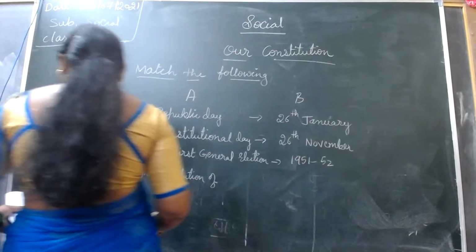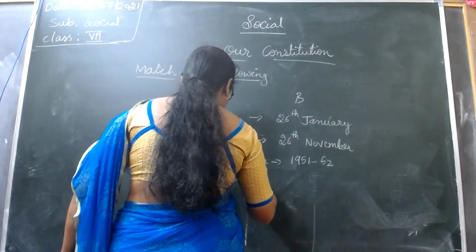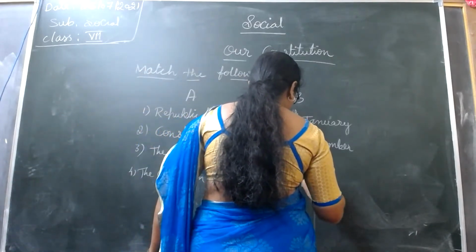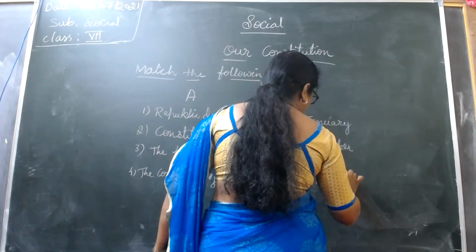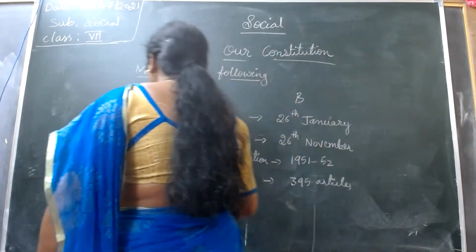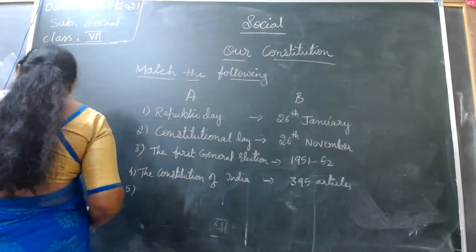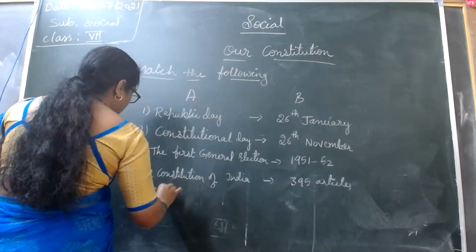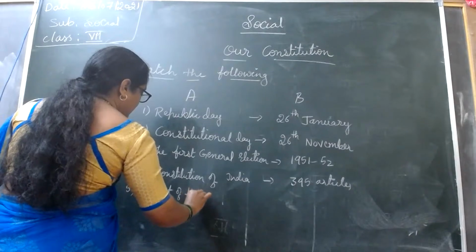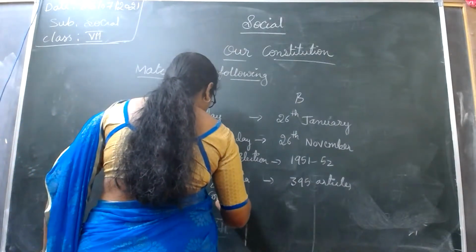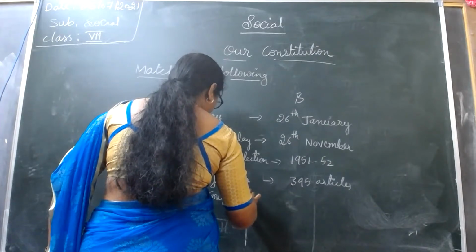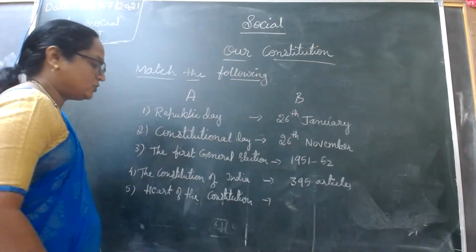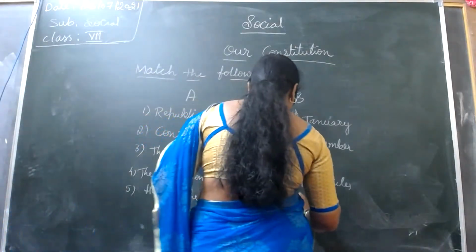The Constitution of India contains 395 articles. The heart of the Constitution is the Preamble.